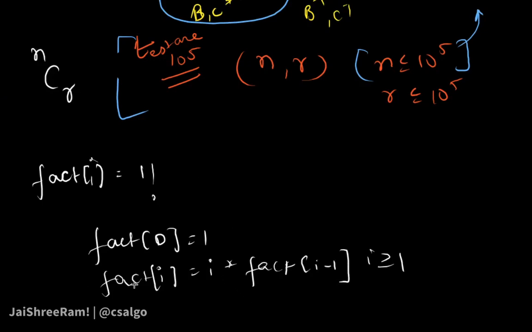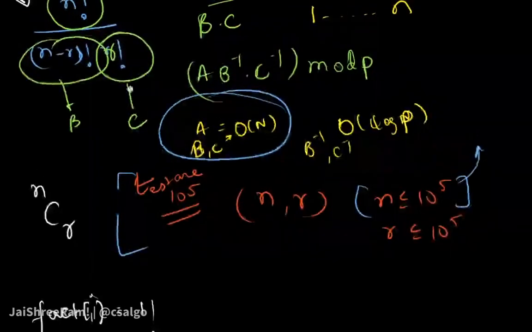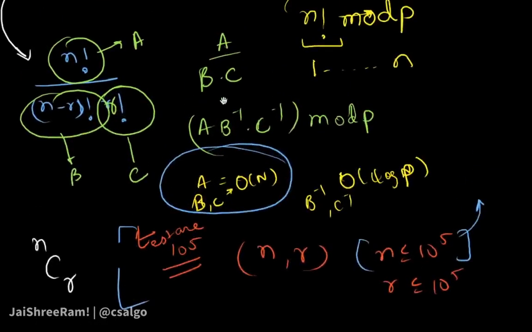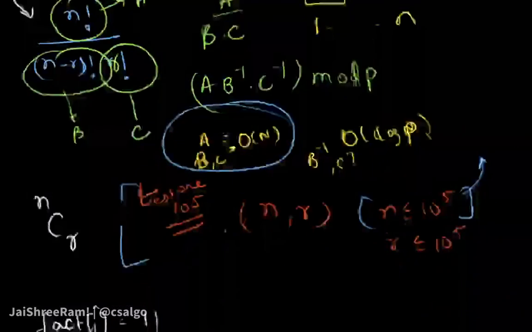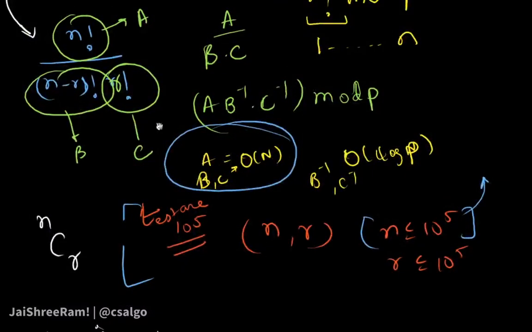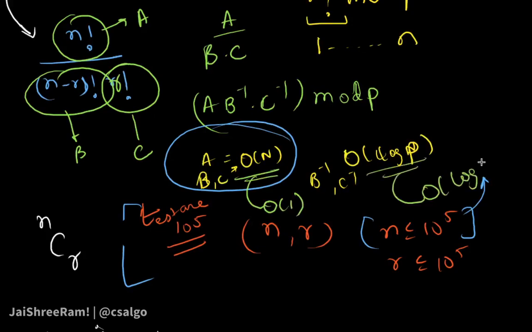And once you have calculated this factorial, now if you have to calculate some n chooser, you will need these values of a, b, c, right? But now you can quickly look up into the array that you have created, and you can get the values of a, b, c in order 1, right? Now this part becomes order 1, this part becomes order 1, and this part remains order log p.